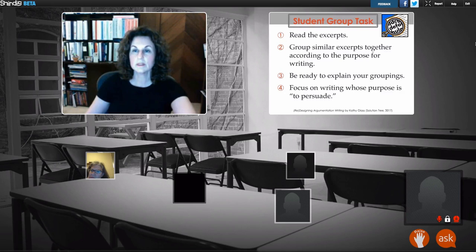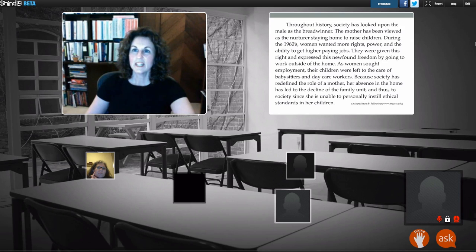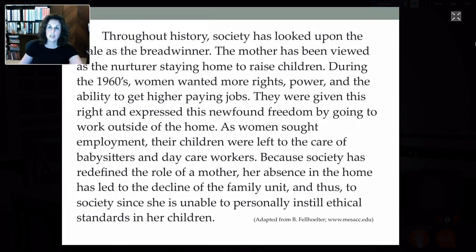Okay, next slide, please. So this is an example of what I just explained, so it's a recap. So I would prepare all these cards and I would follow these four steps. And as I just mentioned, that step number four, focus on writing whose purpose is to persuade. If I am doing this for another unit, then I wouldn't do it to persuade. I would do it for narrative or whatever. But since we're talking argumentation, I'm gearing it to that. Okay, next slide, please. Here's an example of one that's more sophisticated.